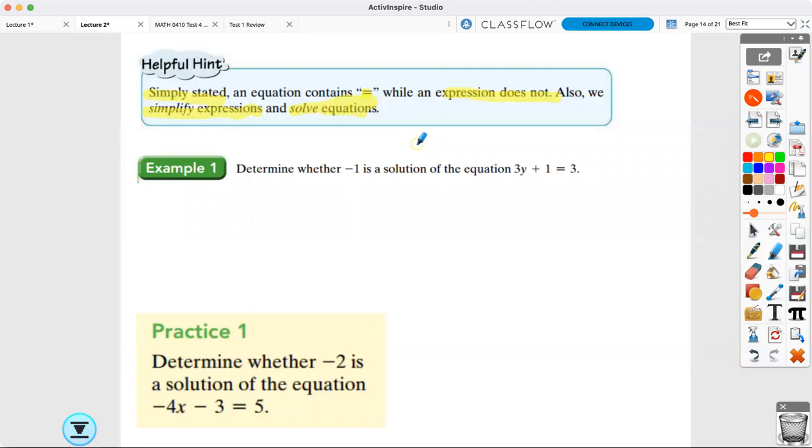And then I'm going to read example one. Example one says, determine whether -1 is a solution of the equation 3y + 1 = 3. So I'm going to go ahead and give you guys a 3-minute timer.